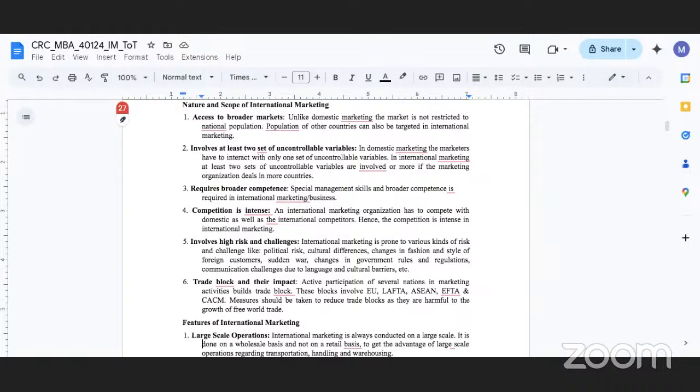And rightly so, because the company is able to leverage such specialists and is able to enter that particular market. For example, I wish to enter into Singapore, and I know some local contacts there who are able to help me set up my business or expand my business into that country. So I would definitely want to leverage such options because that helps me to have a smooth transaction with the locals in Singapore. The fourth one is competition is intense. In international marketing, we need to understand that you're not only competing at the domestic level, but also with international competitors.